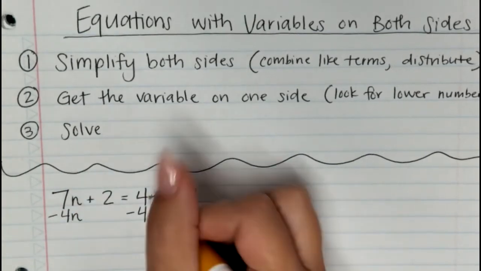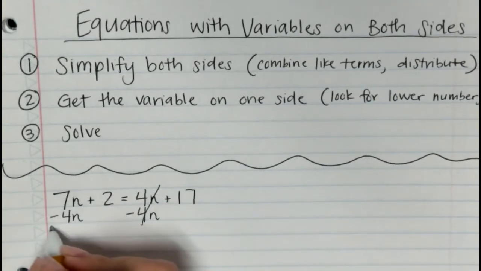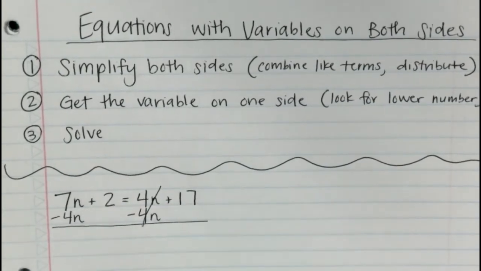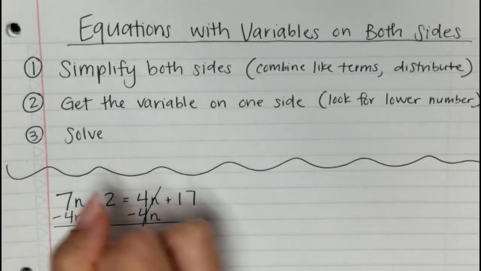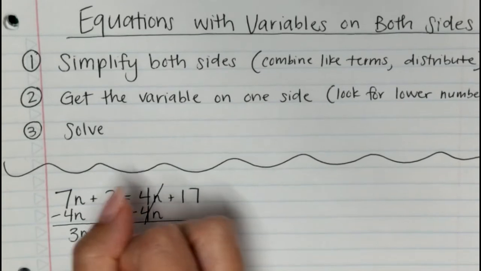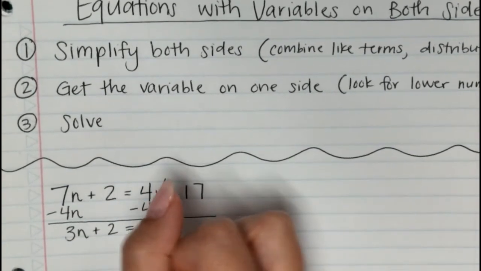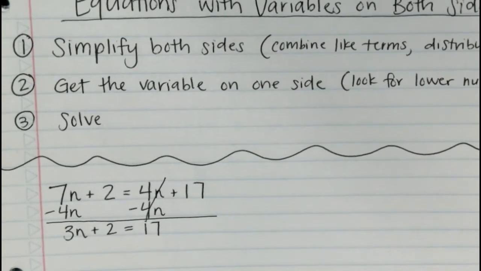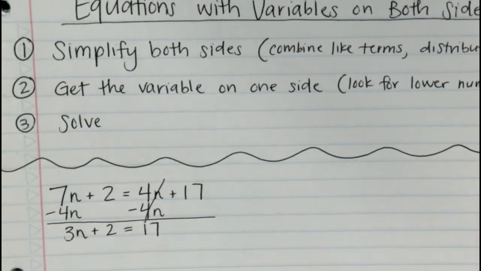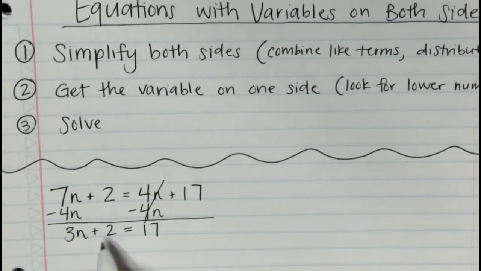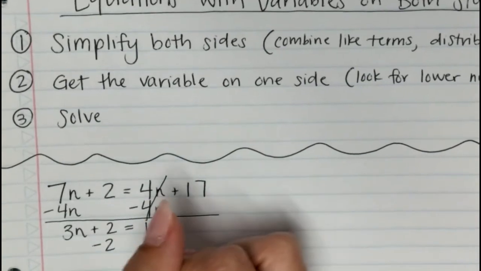So what that allowed me to do was get rid of this 4n on the right side of the equal sign. What I have left is 7n minus 4n is 3n, and I bring down the rest. I still have a plus 2, and on the right side of the equal sign, I still have a positive 17. Now what you're looking at is a regular two-step equation. We've been doing this, okay? We want to get the variable by itself, so let's get rid of that extra number by doing the opposite. It's positive 2, so we subtract 2.